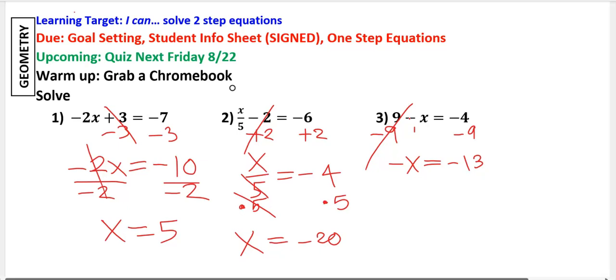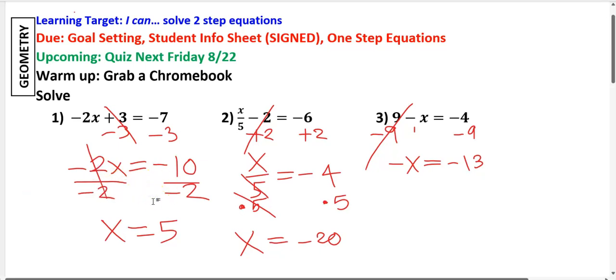Now, is negative 13 the answer? No, because it's not x by itself. We still have a negative sign in front of the x. Now, let's go back to invisible math. If it's just a negative sign, that really means there's an invisible negative 1 in front of the x. That means I got something in front of x that needs to go. Well, we're going to be reminded of this first one. Whenever there's anything in front of x, how did I get rid of it? I had to divide. Cool?